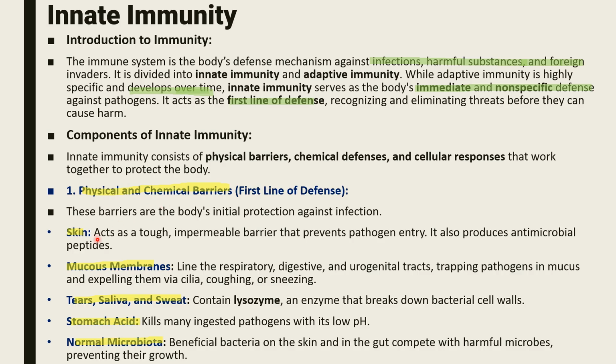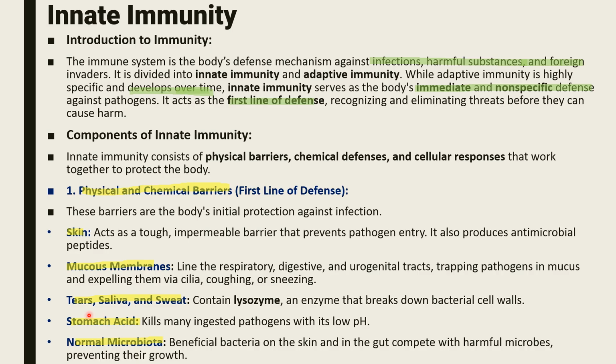In physical barriers, skin is the first and main organ, and physical and chemical barriers are also known as the first line of defense. So skin acts as a tough, impermeable barrier that prevents pathogen entry. So it is hard for the pathogens to cross the skin. Mucous membrane lines the respiratory, digestive, and urogenital tracts, trapping pathogens in mucus and expelling them with cilia, coughing, or sneezing.